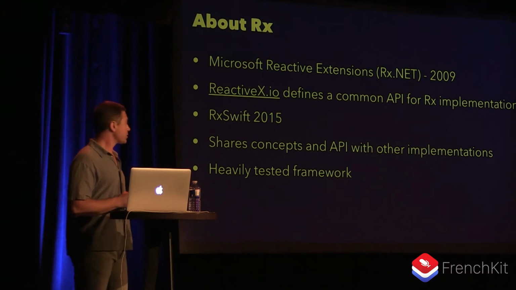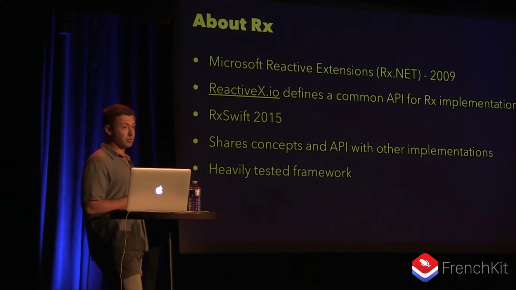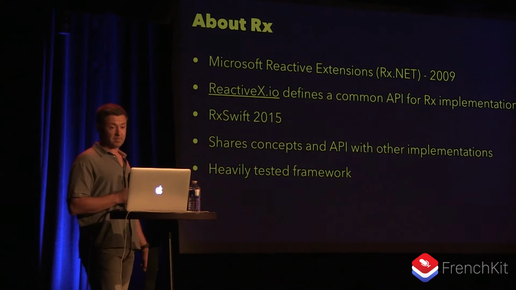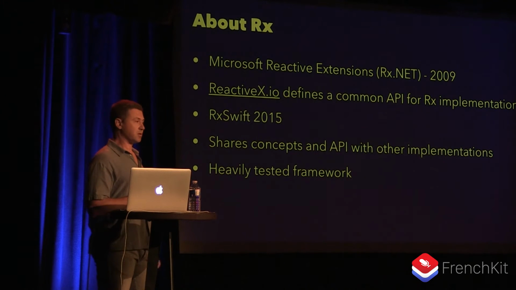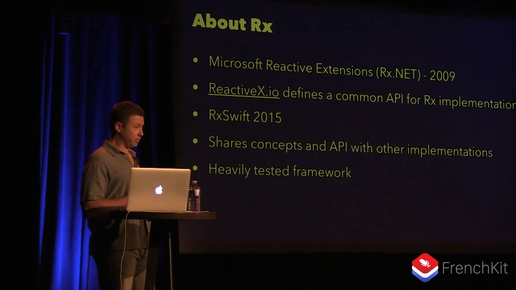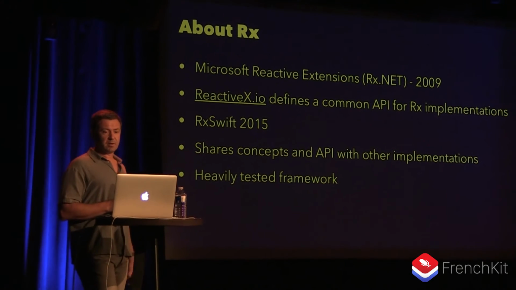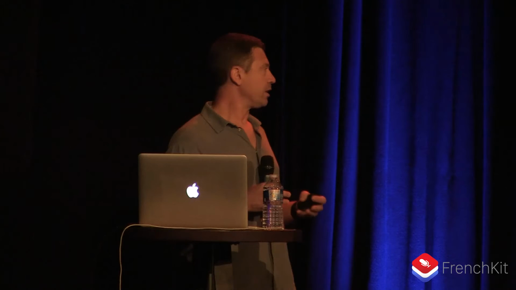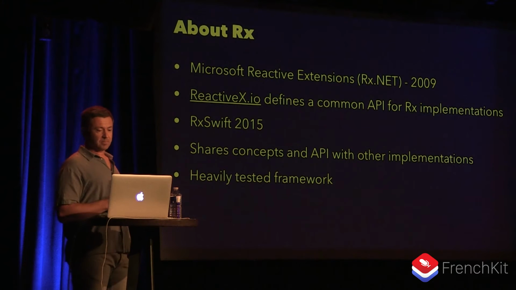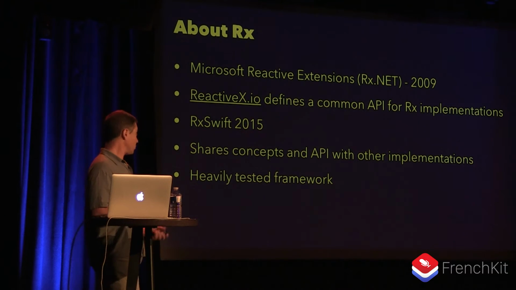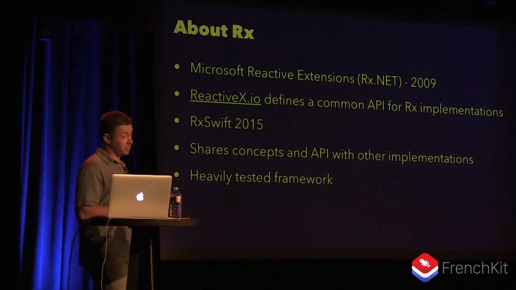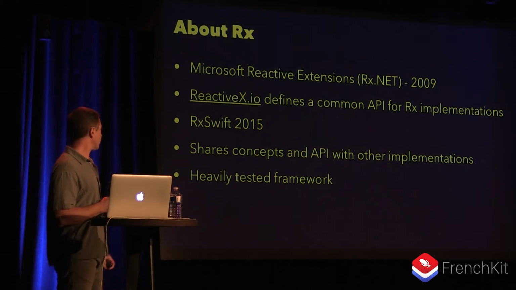So first, a bit of history on Rx. It got popular when Microsoft released the .NET Reactive Extensions in 2009. Since then, many implementations surfaced on several platforms in several languages, and they all share more or less a common API, which is grouped under a website called reactivex.io, which is the main source of information nowadays on Rx. RxSwift appeared in 2015, so it was last year. It got mature very, very quickly.